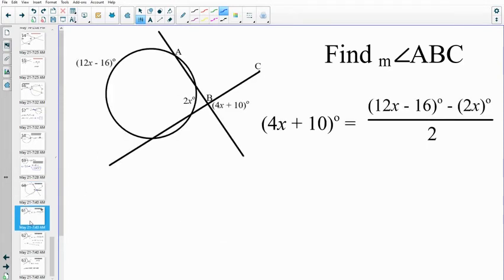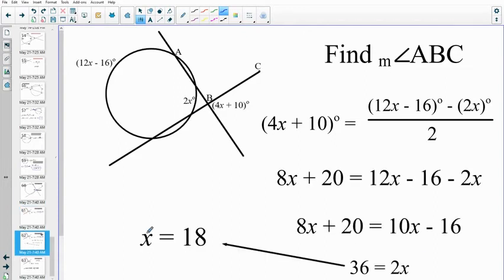Plug that into my formula. Here we go again. The angle formed between the two chords, 4x plus 10, is equal to the difference between the two intercepted arcs, this intercepted arc minus this intercepted arc, 12x minus 16 minus 2x, divided by 2, straight from the formula. So I plug these all into the formula.